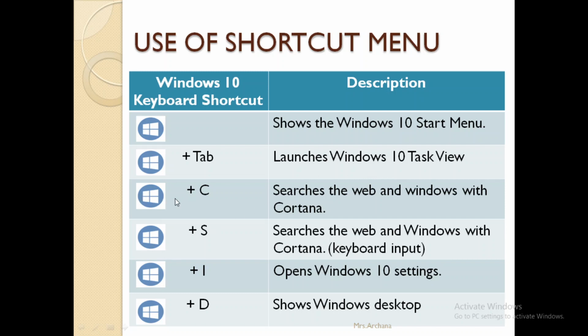Then this is start plus C, which searches the web and Windows with Cortana. Then next is start plus S, which searches the web and Windows with Cortana, that is keyboard input. Next, start plus I opens Windows 10 settings. Then start plus D shows the Windows desktop.